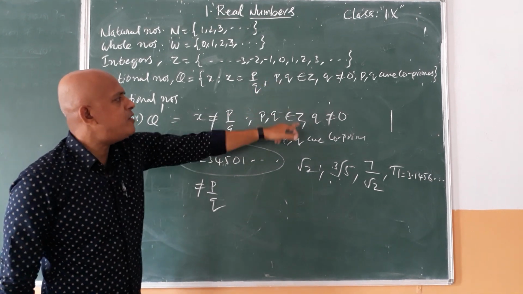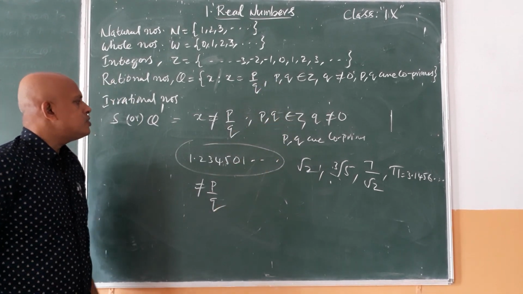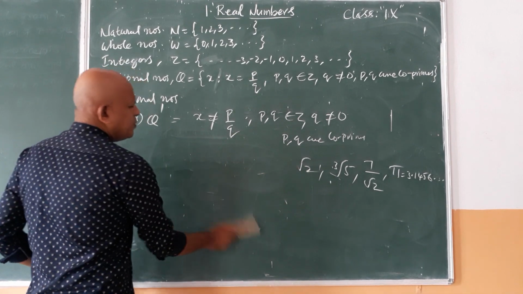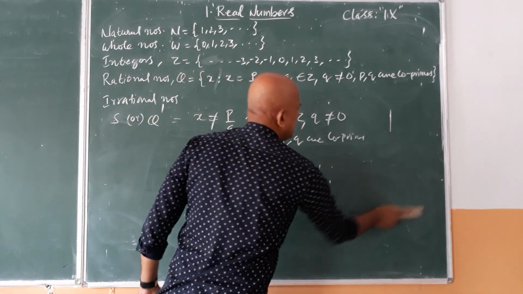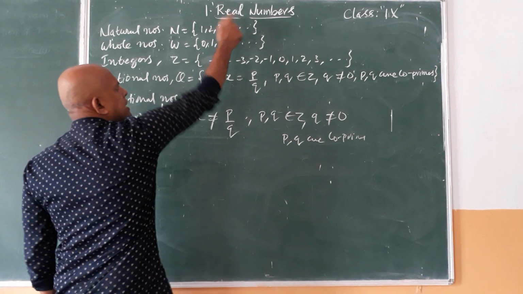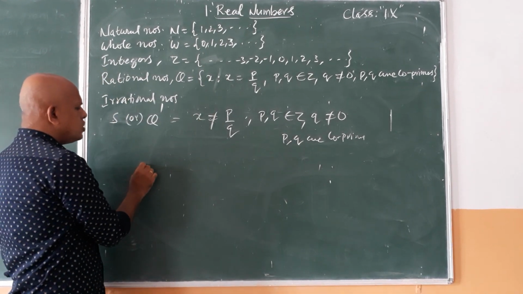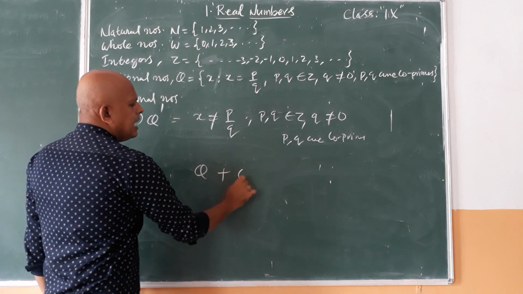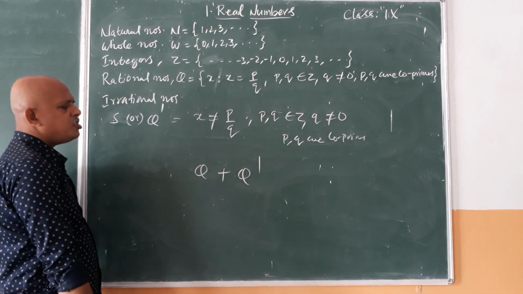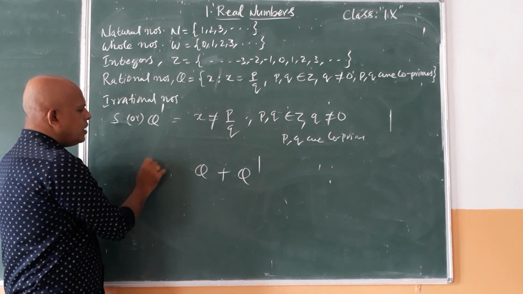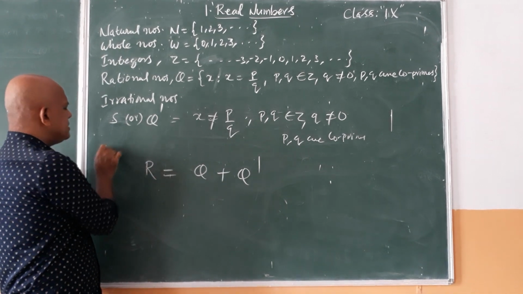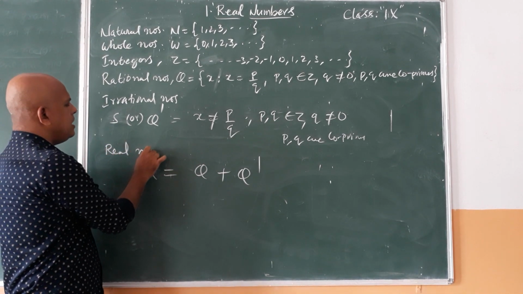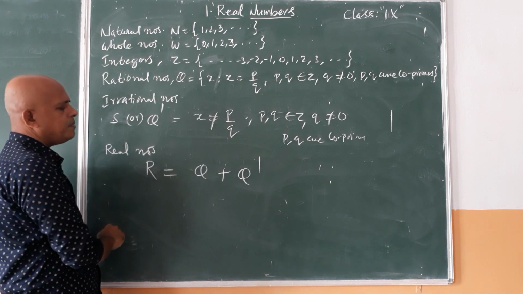The condition is the same for both rational and irrational numbers. So after irrational numbers, if we combine both rational and irrational, we get our topic, that is, real numbers. The combination of rational and irrational together is called real numbers. This is our main topic here. Real numbers are denoted with capital R.